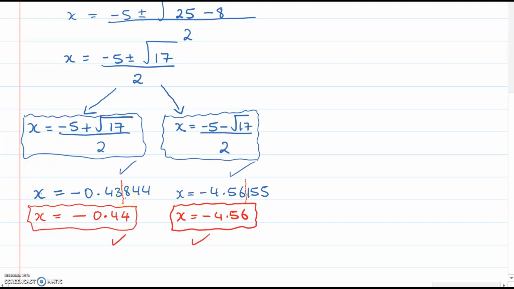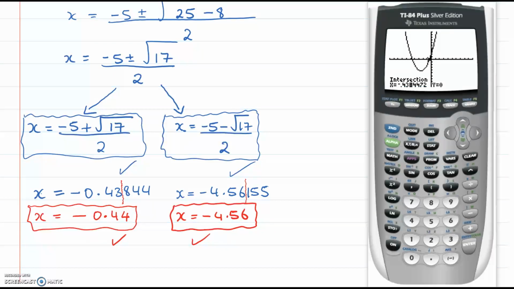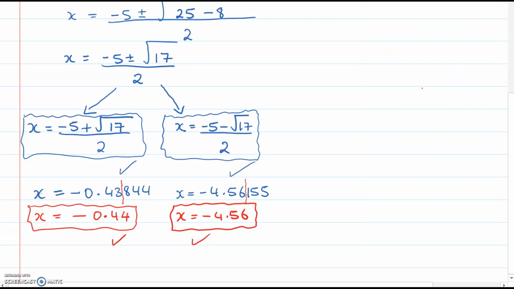Then let's go back and do it for the second one. So second calc 5 again, but this time move across close to where the graph crosses the x-axis again, hit enter, enter, enter, and we get negative 4.561553.